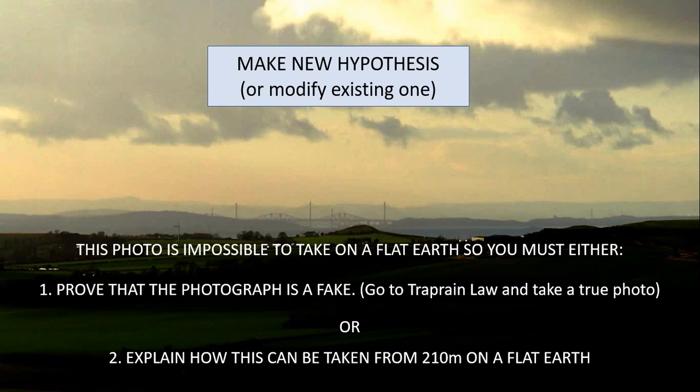So if you can't discredit or demonstrate that it's a fake, then you need to come up with some explanation for how this can be taken on a flat Earth, i.e. modify your flat Earth hypothesis so that it does account for this observation. Then you're going to have to go away and test your new hypothesis, if you can come up with one, against all the other observations and demonstrations and tests that the spherical Earth has passed, and show that your new hypothesis also passes those tests. This is what you need to do.